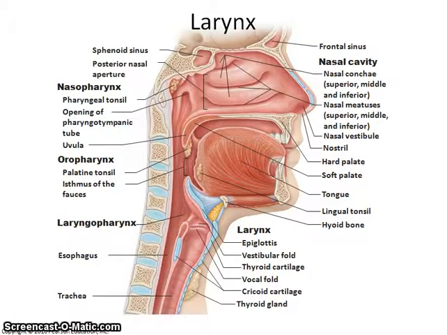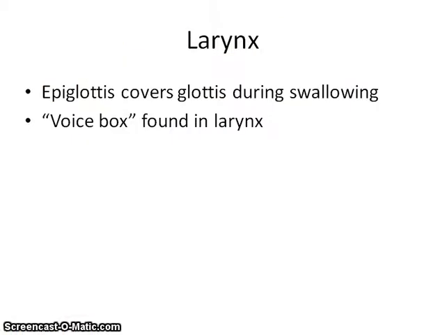This picture shows a little bit more in depth, a little bit more labeled, and you can see the larynx is labeled on this front part right here. The larynx is what produces the sound. That's where your voice box is.